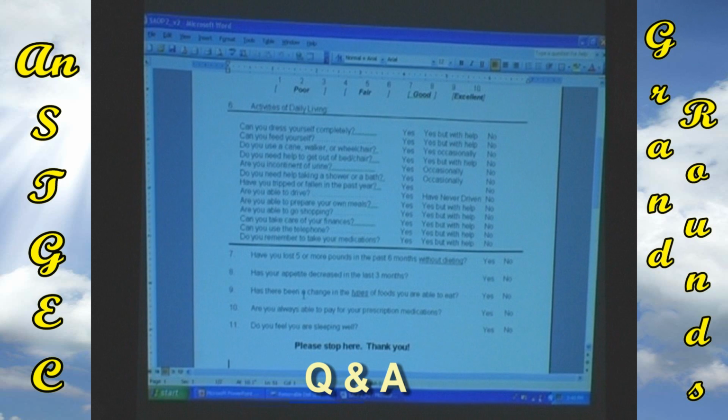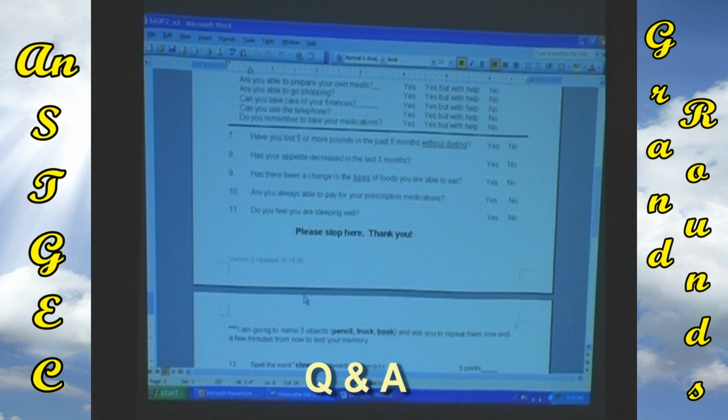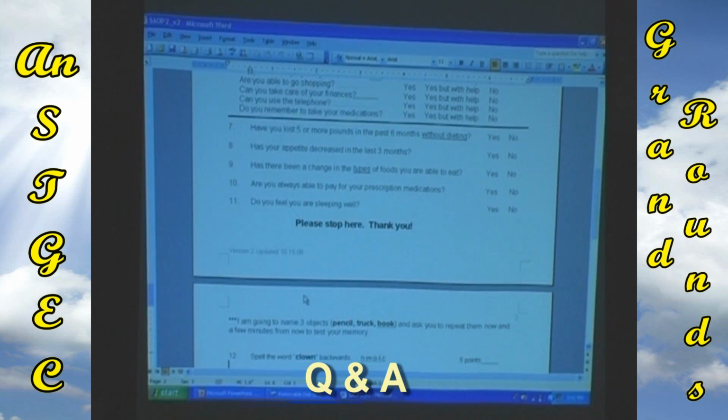Then we continue with 3 nutritional questions. Weight loss, decreased appetite, change of types of food. Any yes triggers a dietitian. Are you able to pay for your medications? Big social work question. And do you feel you are sleeping well? Because it screens for all sorts of things. I learned that at a geriatric conference, actually.